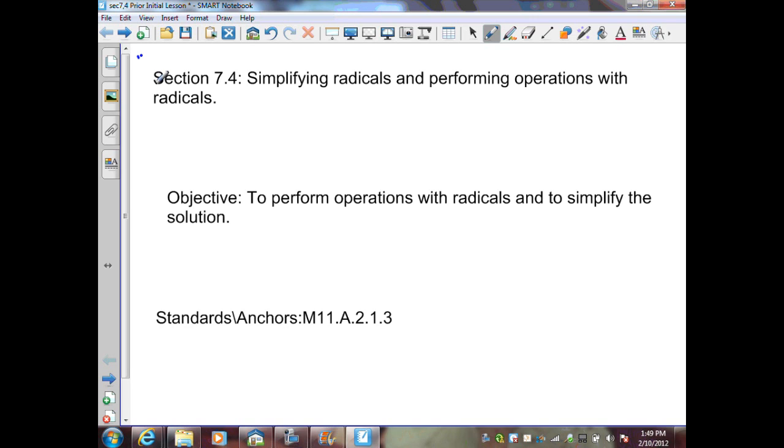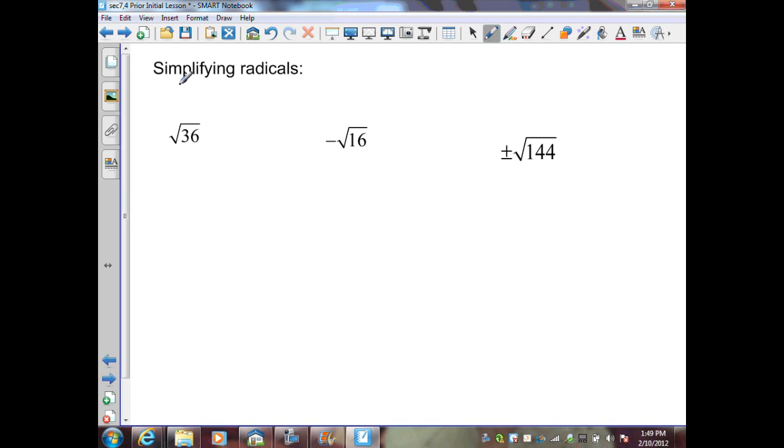This lesson is a warm-up to section 7.4. We have to do a review of simplifying radicals and performing operations with radicals that will be used within section 7.4. We want to simplify radicals.